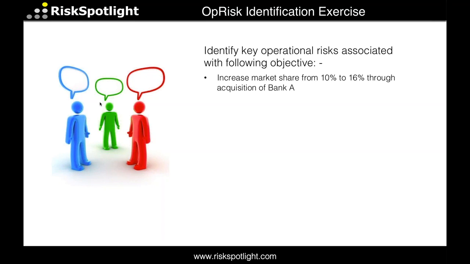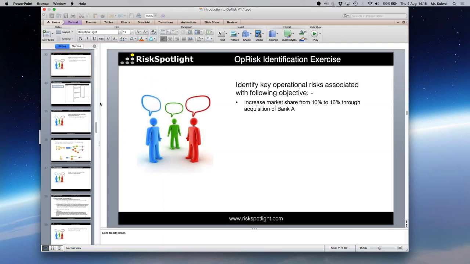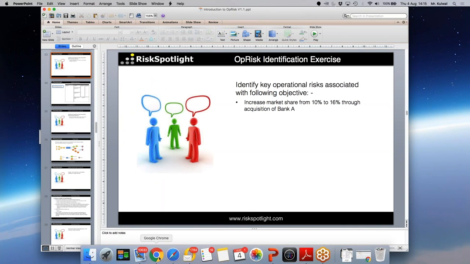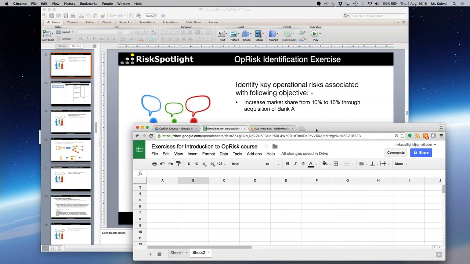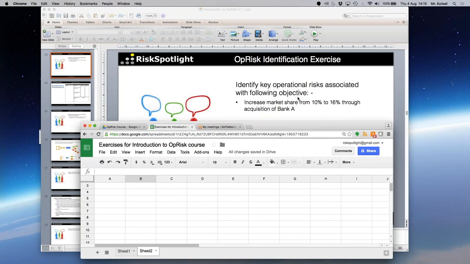operational risks. And then I'll just go into my spreadsheet so we can actually capture some of this, so we can reuse it for later exercises. Okay, so I will let you pitch in. So I'll leave that text open on the top. So that's the objective, that we want to acquire a bank, and then of course that Bank A has some customers, so we want those customers to become our customers. And if we are able to do that, that will help us increase the market share from 10 to 16%. So that's the objective, which is important for our bank.